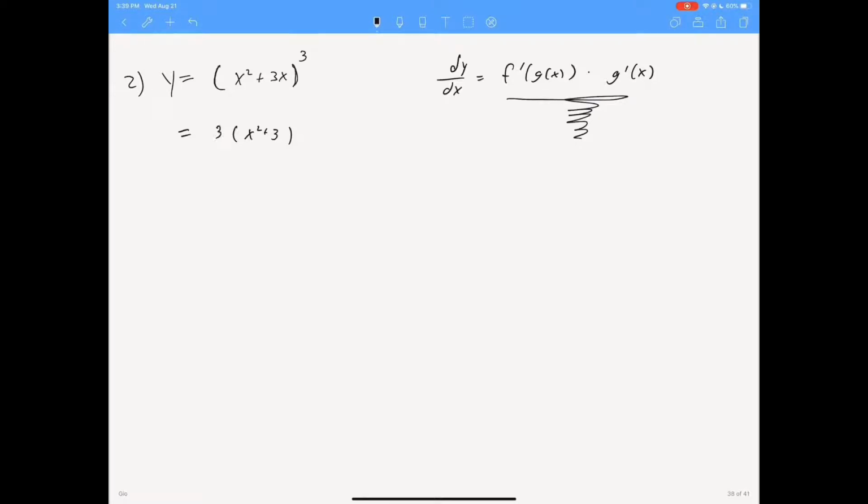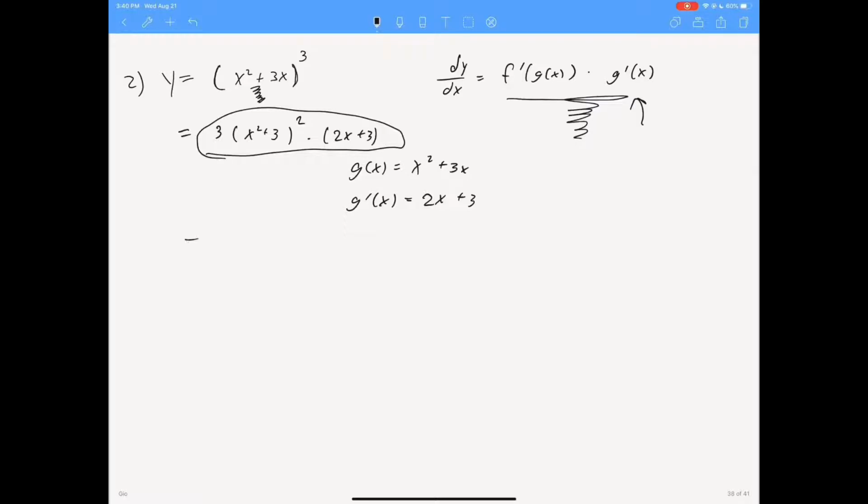Put the 3 up front. Minus 1, we have a 2. But first, we have to multiply by g prime of x. So g prime of x is the inside. So what is the derivative of x squared plus 3x? So g prime of x will just be, again, using the simple power rule, 2x plus 3. So let's just multiply by exactly that, 2x plus 3. And there, this is our derivative.